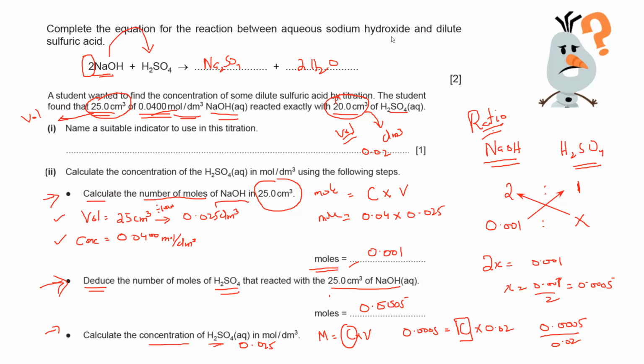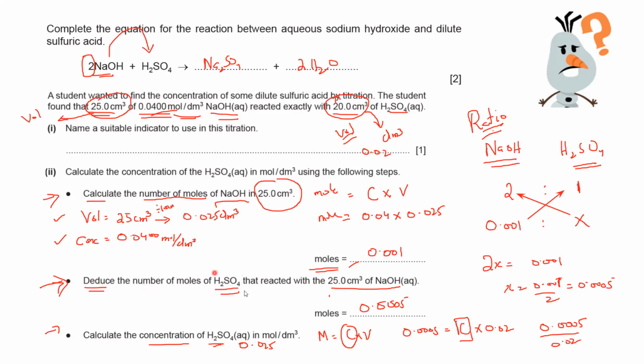So I'll repeat what we did in this question. First, we have to find the moles of sodium hydroxide. The main question is we need a concentration, but we have to follow their steps. So first part, we have to calculate the moles of sodium hydroxide. The volume of sodium hydroxide is given and its concentration. So concentration multiplied by volume, we get the moles of sodium hydroxide.